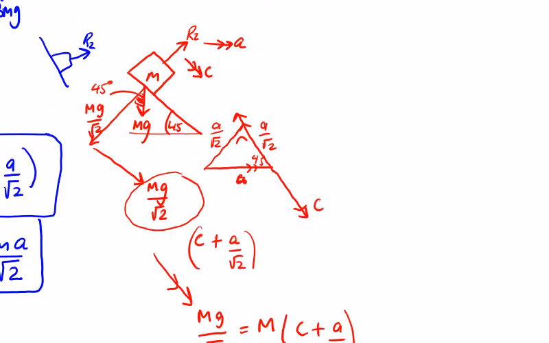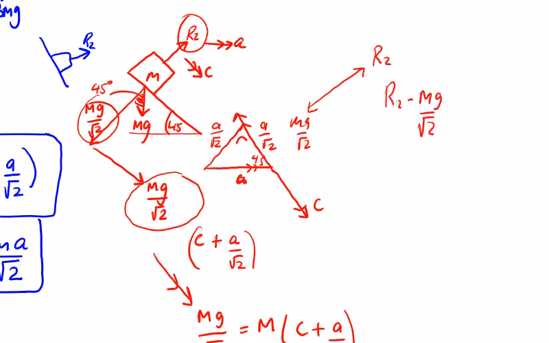If we resolve perpendicular to the plane, we start with the R2 because the wedge is pushing into the block, so we have R2 and we have mg over root 2. So R2 minus mg over root 2 is equal to m, and a in the perpendicular direction is going to be the same, a over root 2.